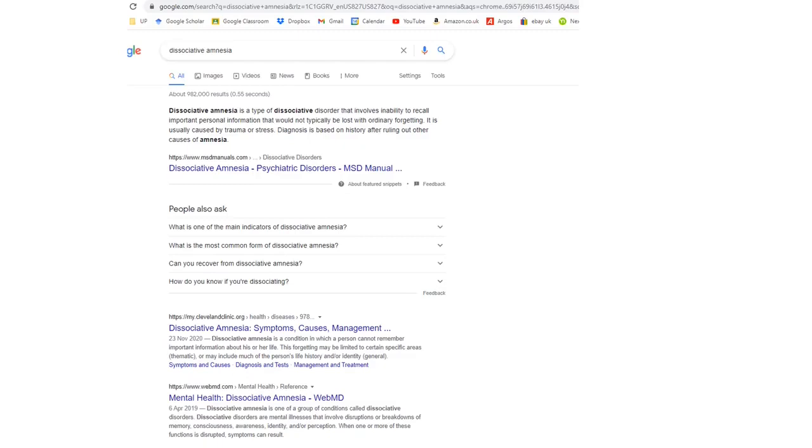And if you do a quick search on Google, you find something similar, where you find almost a million search results if you search for dissociative amnesia. And the first thing that it says is dissociative amnesia is a type of disorder involving the inability to recall important personal information that would not typically be lost with ordinary forgetting. It is usually caused by trauma or stress. So there you can see trauma and dissociation theory right there on the top search result on Google.